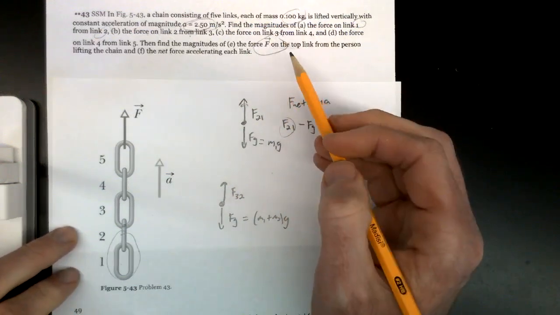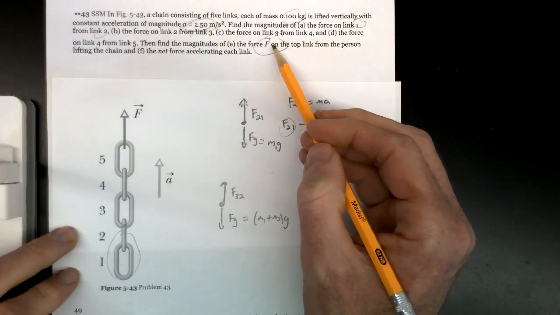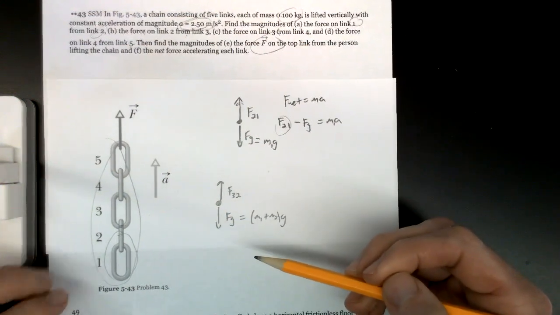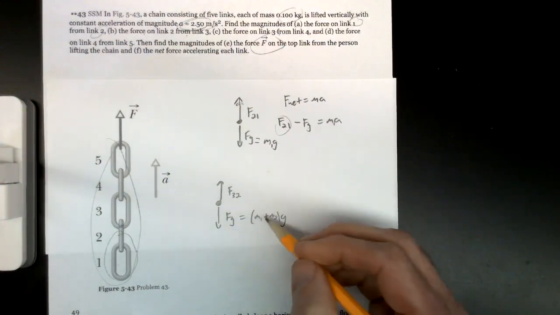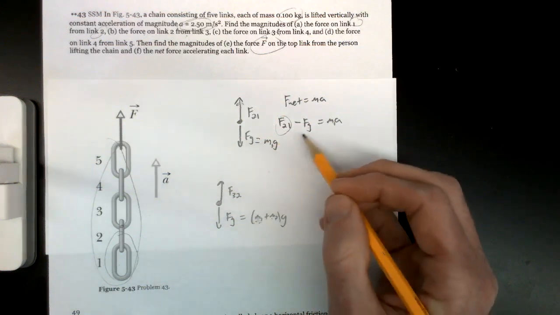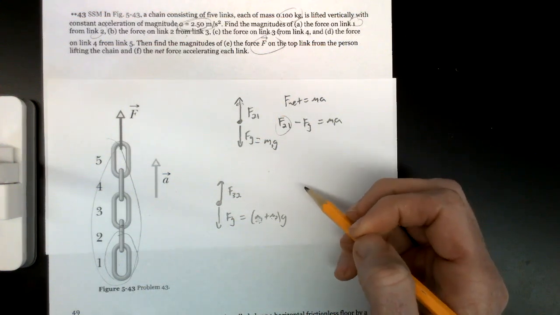The force, this one's actually pretty easy to do. The force on the top link from the person lifting the chain, I'm just going to stick them all together. And it's actually pretty easy too, because each of these are the same mass. So this could just be 2m1, and you can kind of use the same equation over here.